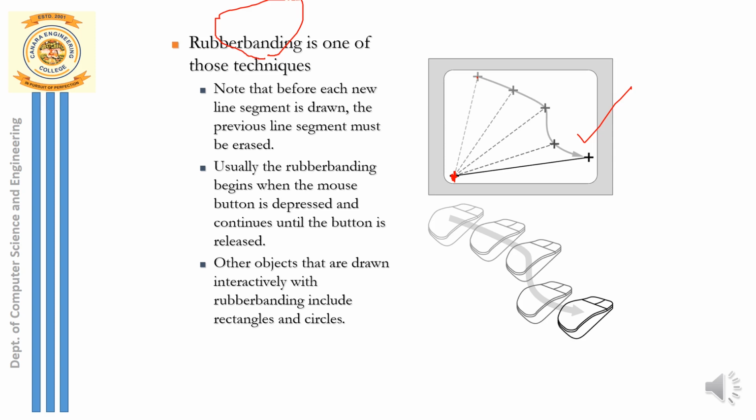Now the mouse is moved to the next position here. Initially I started from this position, I clicked and I simply moved the mouse here, then to this position without releasing, again to this position without releasing, and finally I moved it here, and in this position I will release the mouse button. The moment I release the mouse button, what should happen? A line should be drawn here on the screen.